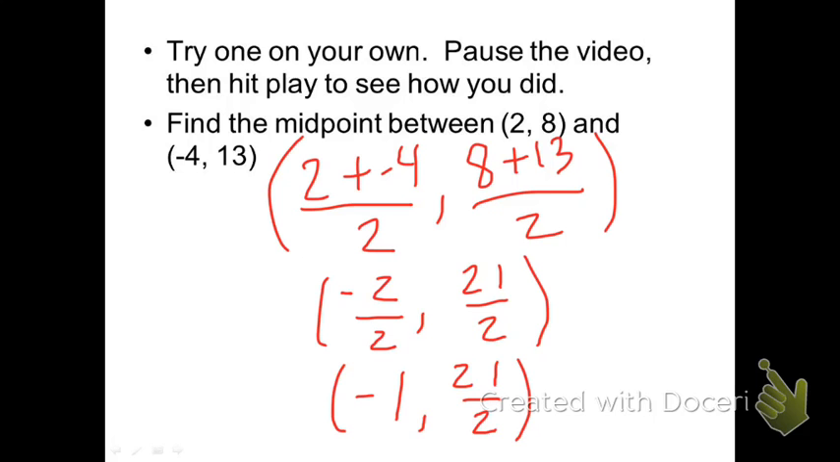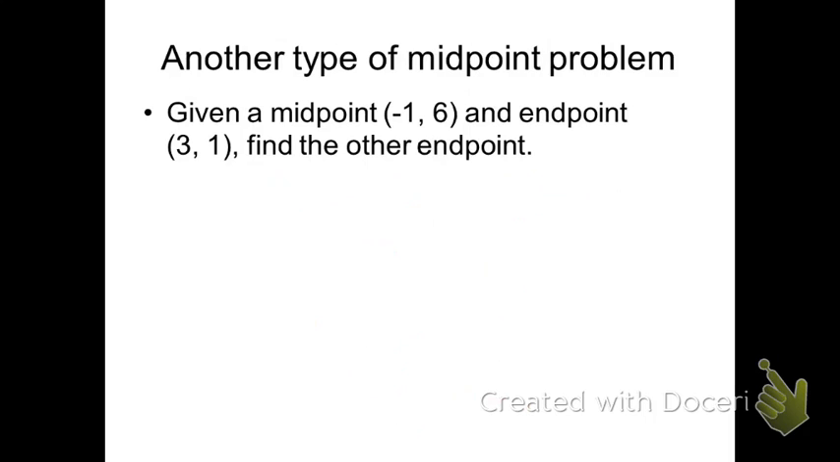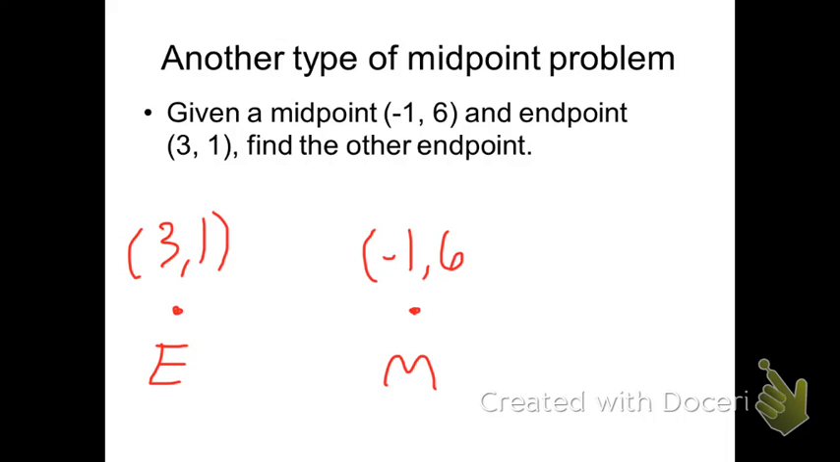Let's look at one other type of midpoint problem we might get, and that's given a midpoint and an endpoint, find the other endpoint. So to do that, you can always use the formula, plug in what you know, and solve for the other endpoint. But I think this is an easier way right here, and that is to make a little picture. So, say right here is your first endpoint, 3, 1. I'm going to put that on the end because that's an endpoint, and then put my midpoint right in the middle. So that would be -1, 6.